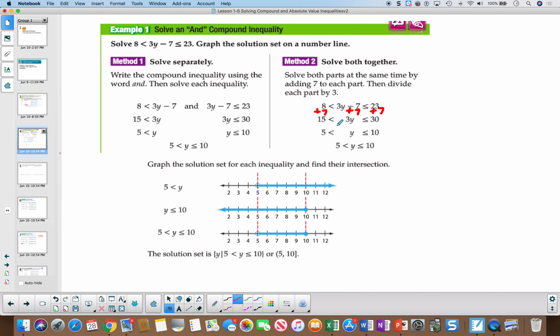And then we're going to divide everything through by 3. And again, most of us don't actually show the dividing by 3. We just do this in our head. 5 is less than y, which is less than or equal to 10. So this answer right here is reflected right down here. This is our lowest value, and this is our highest value. We want all values between, and that's what an and will give you. Notice it's an open circle because of the less than, and it's a closed circle at 10 because of the less than or equal.